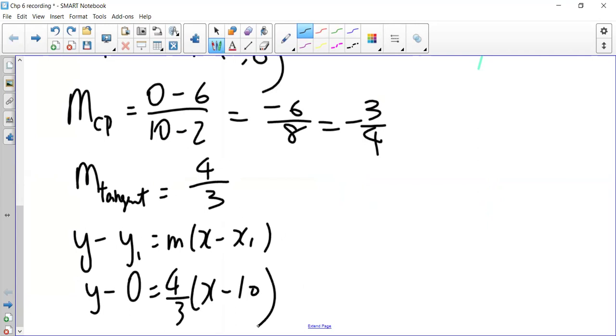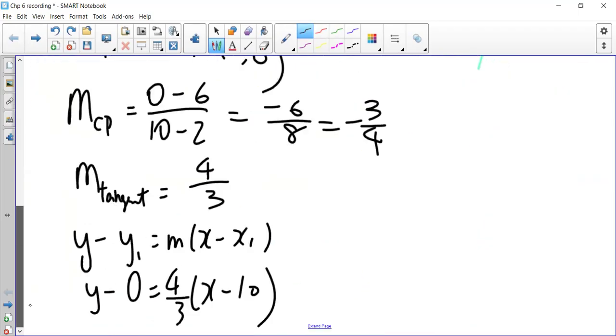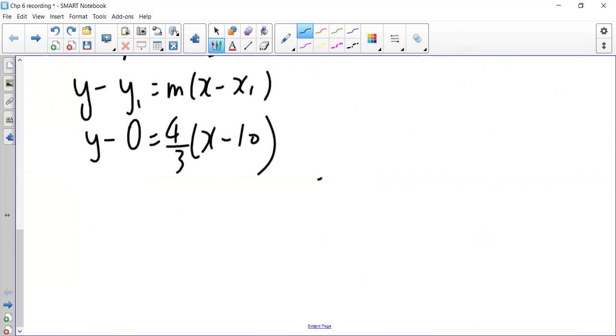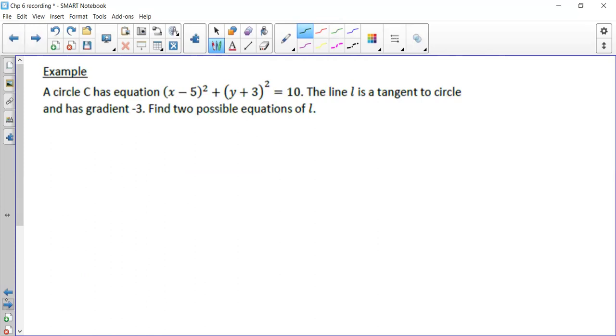The question did not need us to put it in any format, not in ax plus by, so if we expand the bracket, that's y equals 4/3 x minus 40/3. And that could be the answer. If you are a perfectionist, or what we call OTT, then you can multiply everything by 3. This is not needed, but you can make it 3y minus 4x plus 40 equals 0, which is perfectly fine as well. Okay, right, next one.